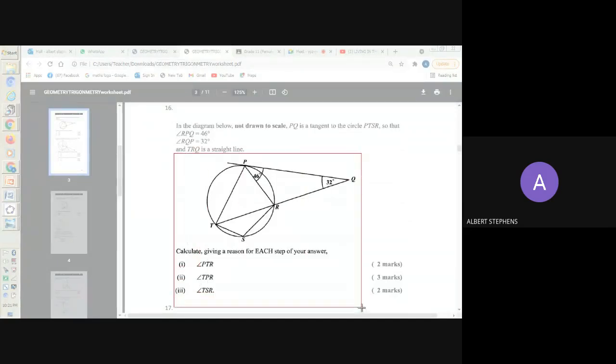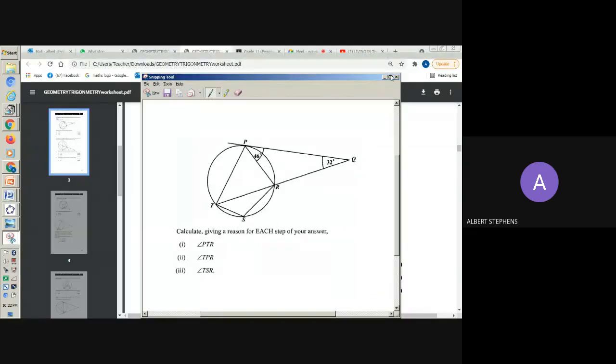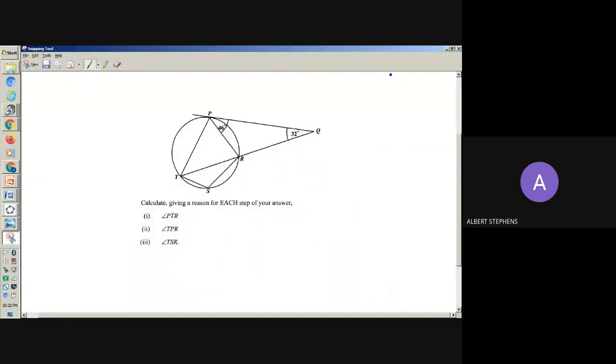So what you do is identify the different diagrams. All right, 3 minutes.